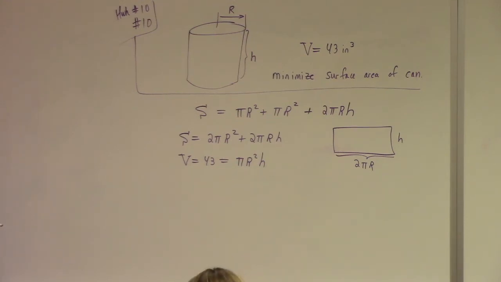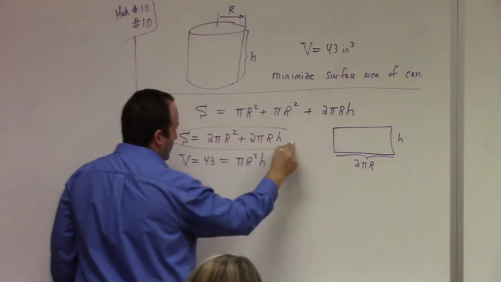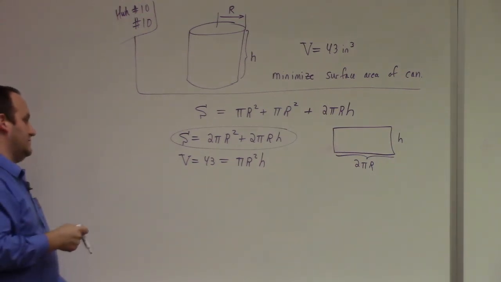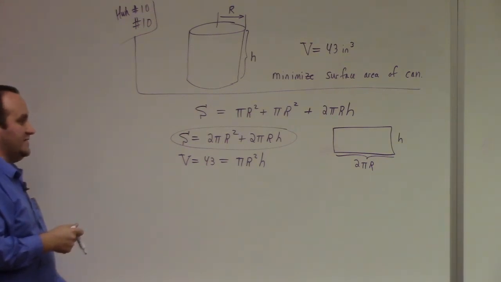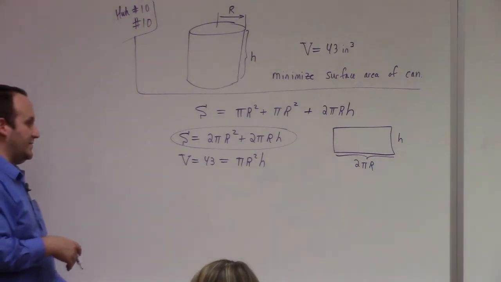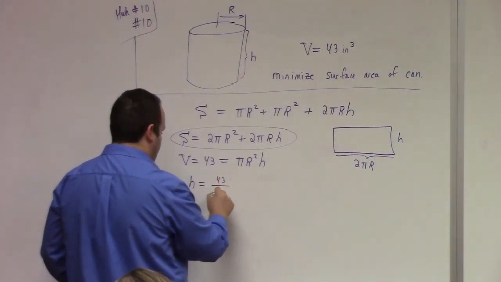So we only know how to do calculus of one variable at this point. At the end of the course, I'll teach you multivariate calculus, just a tiny smidgen. But we want to eliminate one of the variables, right? So which one? I want to look at S as just a function of R or just a function of H. You could go one of two ways here. Let's just pick a path. Let's solve for H. H is equal to what? 43 divided by pi r squared, right?